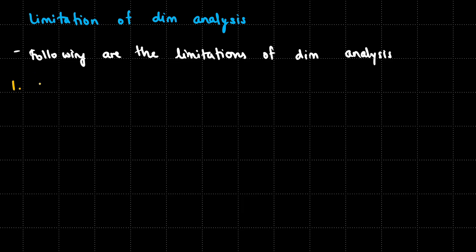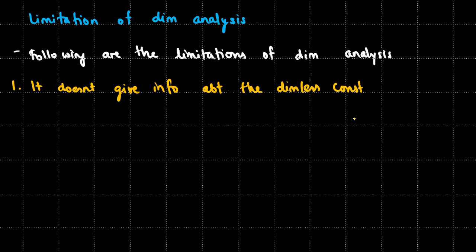So the first one is it does not give information about the dimensionless constant. So if you remember, when we found relations between various physical quantities, we actually did not know the value of the dimensional constant. What we know is experimentally we could find it, but we did not know by using dimensional analysis. So this is a big drawback or limitation.